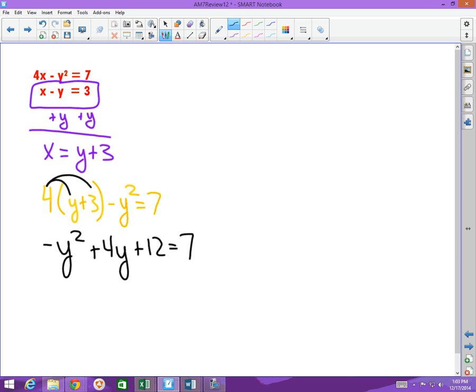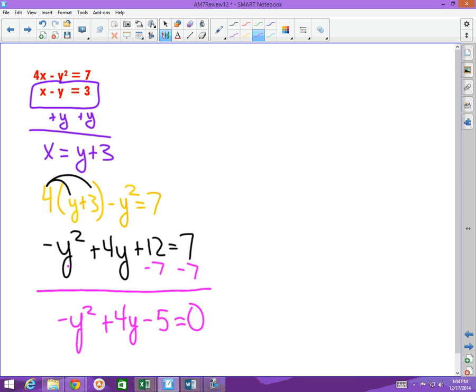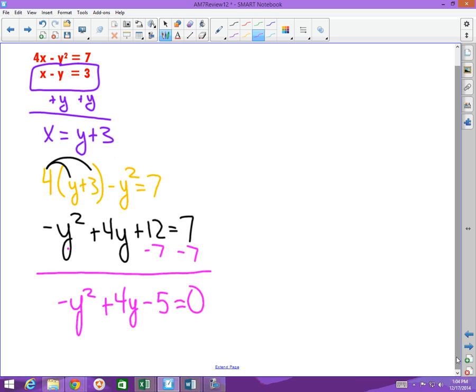And then if you subtract 7, and the reason you're going to subtract 7 is because when you have a squared term and a linear term, you have to set one side equal to 0 and then get everything else on the other side. So you have negative y squared plus 4y minus 5 equals 0.